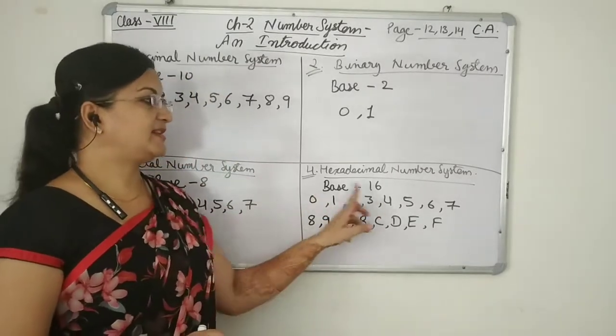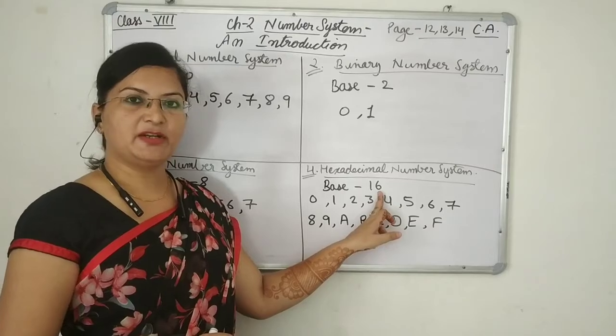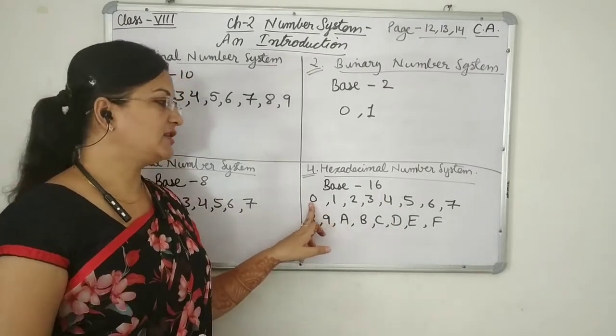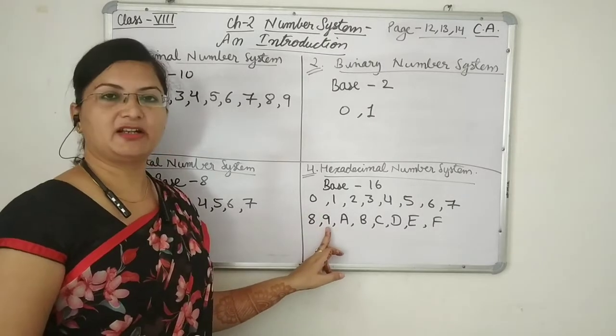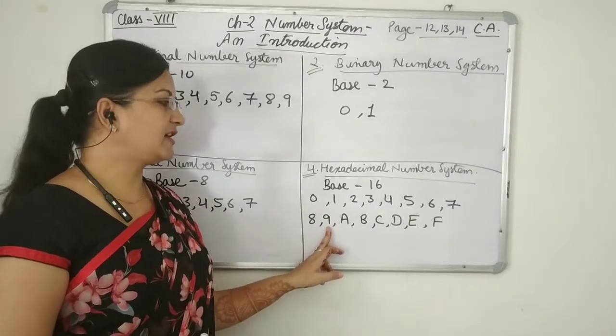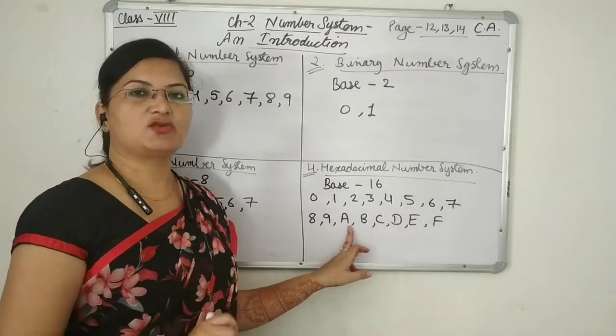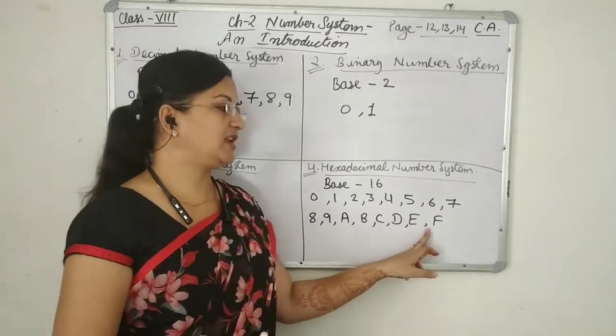Okay, base 16 in the hexadecimal number system. That means we have to write all 1-digit numbers as symbols. So here 0 to 9 we have 10 symbols. Then after that we have to use 6 capital letters from A to F. Okay, A, B, C, D, E, F.